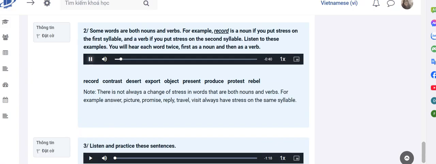Listen to these examples. You will hear each word twice, first as a noun and then as a verb. Record, record. Contrast, contrast. Desert, dessert. Export, export. Object, object. Present, present. Produce, produce. Protest, protest. Rebel, rebel.